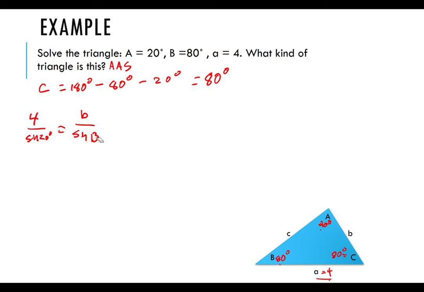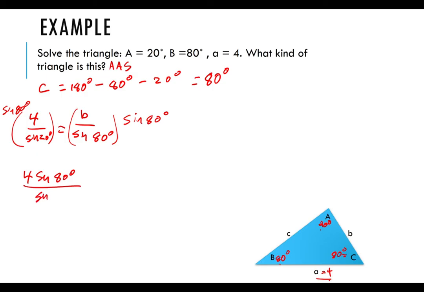Side length B is unknown, but angle B is 80 degrees. At this point, we just need to solve this ratio for B. I'm going to multiply both sides by sine of 80 degrees. This is then going to be 4 times sine of 80 degrees divided by sine of 20 degrees, and that's going to be equal to side length B. Make sure you're in degree mode when you use your calculator.